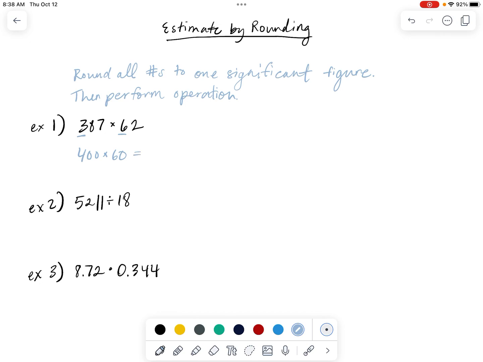And I like to do this by just multiplying 4 times 6, which is 24. And then I've got 3 zeros that I add on to the end. Though I did this written down, you could do this in real life just by looking at it. Notice that 387, that's pretty close to 400. So just round it up to 400. 62, that's pretty close to 60. So in your head, you're just doing 400 times 60, which is 24,000.